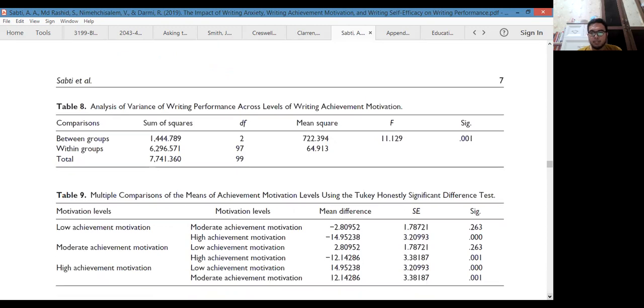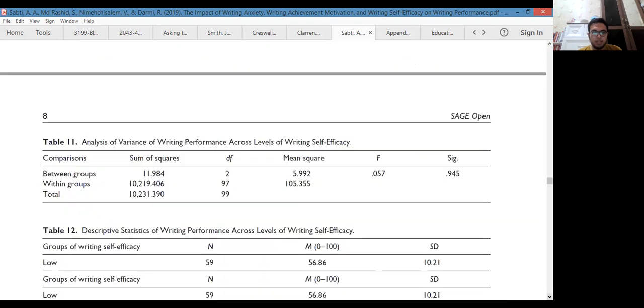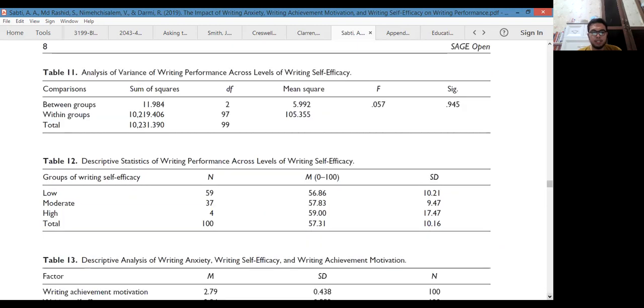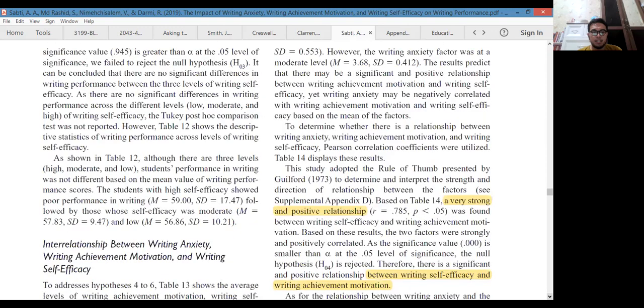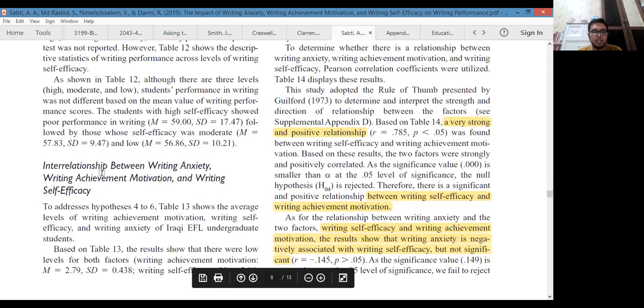Okay, and they do it. The first one is for anxiety, and the second one is for achievement motivation, and the third one is for the descriptive of writing performance, here. And the last one, they see the interrelationship between writing anxiety, motivation, and self-efficacy.